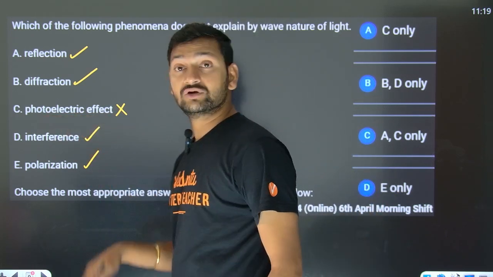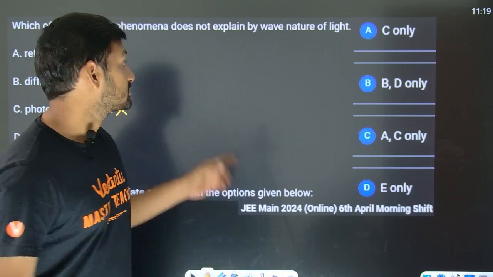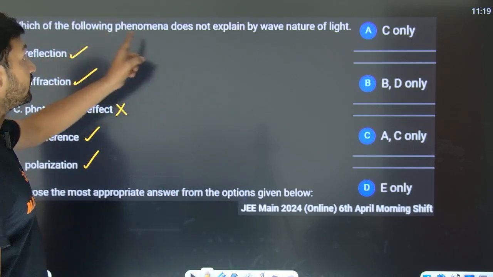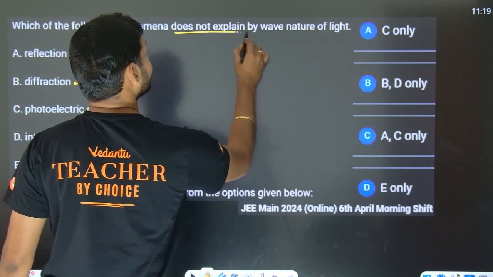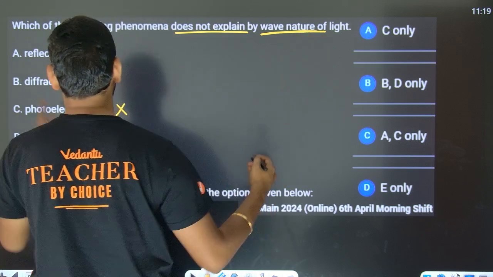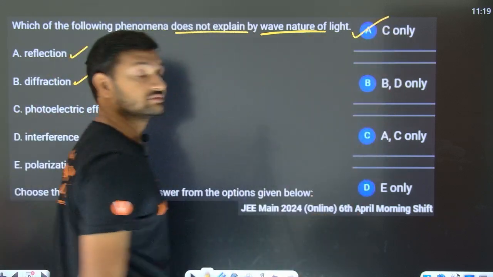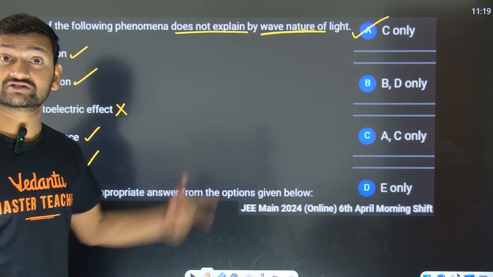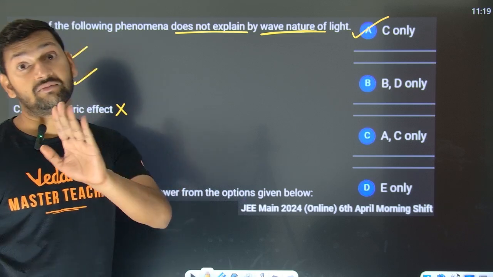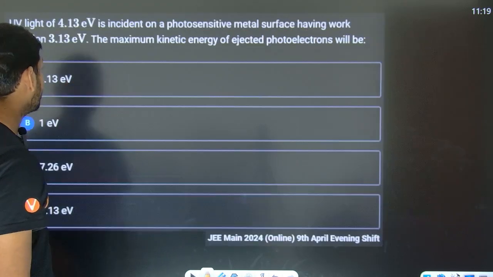You can't explain the photoelectric effect with wave theory. So what is the only option? They are asking which of the following phenomena is not explained by wave nature. Only the photoelectric effect. The rest are all explained by the wave theory. Okay.